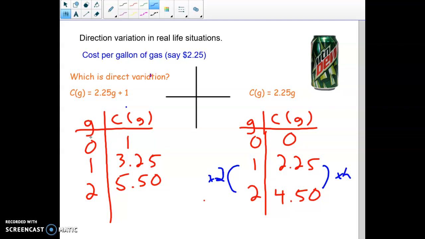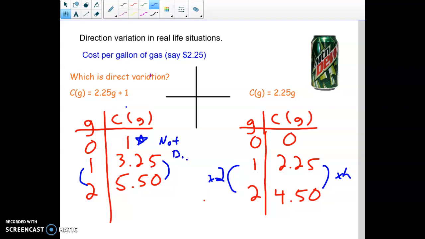Okay, versus the one on the left, that's not true. We double the gallons of gas, but this is not double. And the reason is the $1 Mountain Dew, right? We bought twice as much gas, but the $1 is in both of these costs. So the overall cost doesn't double because just the gas cost doubles in this scenario. So you end up with not a proportional relationship. So this one is not a direct variation.